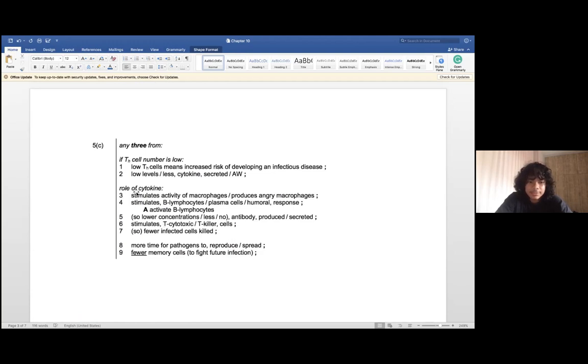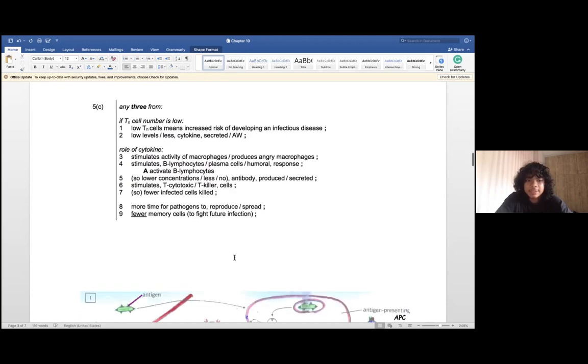And here are the rest of the answers. It stimulates T killer cells, so fewer infected cells killed, more time for pathogens to reproduce, and fewer memory cells to fight future infection.